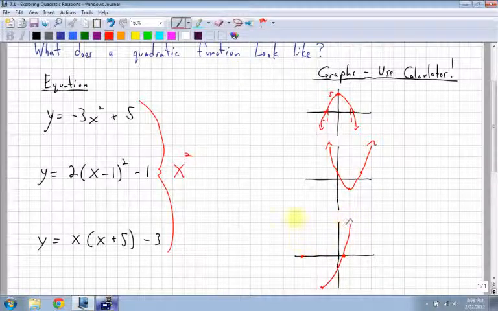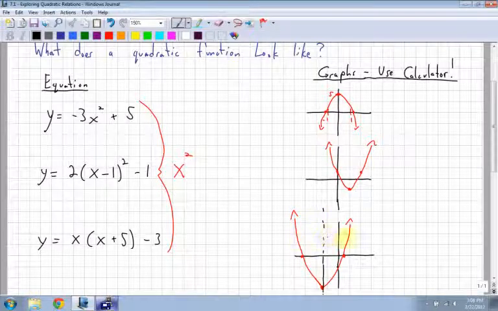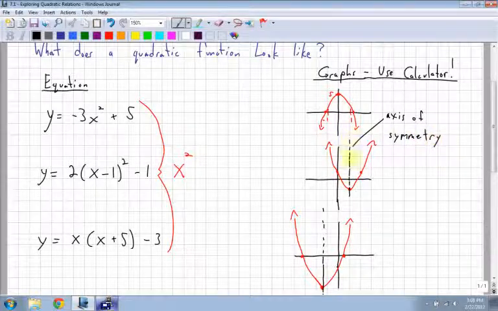The biggest thing with these quadratic graphs is that they're symmetrical. And symmetry means that they're the same. If I cut it right down the middle, it's going to be like a mirror image across that line. So they're the same right across that line. And that line is actually called the axis of symmetry. It's an axis because it goes straight, vertical. It's symmetrical because it's the same on both sides. So axis of symmetry.